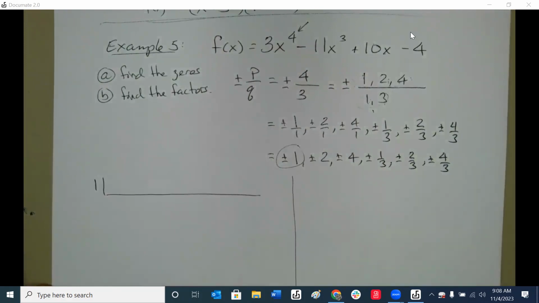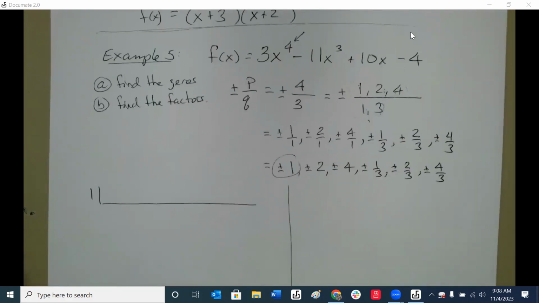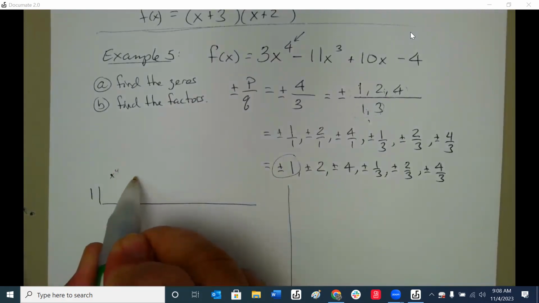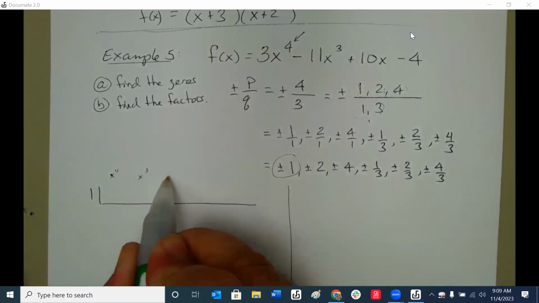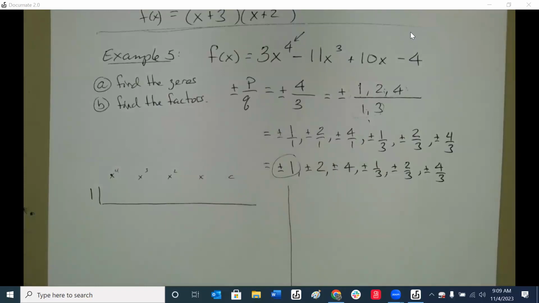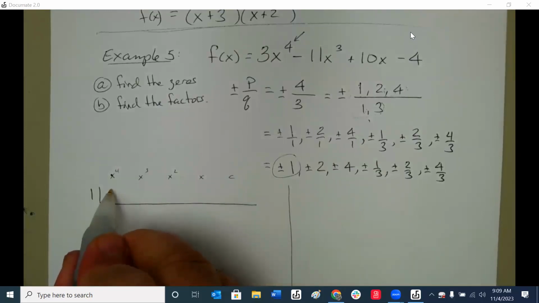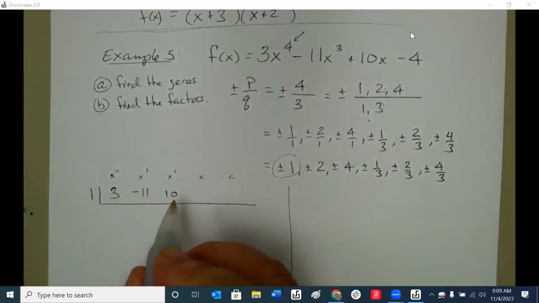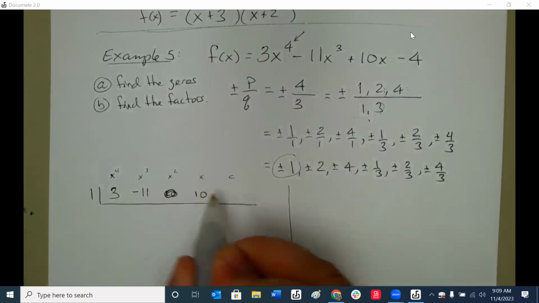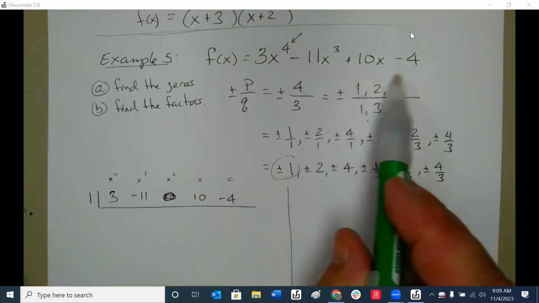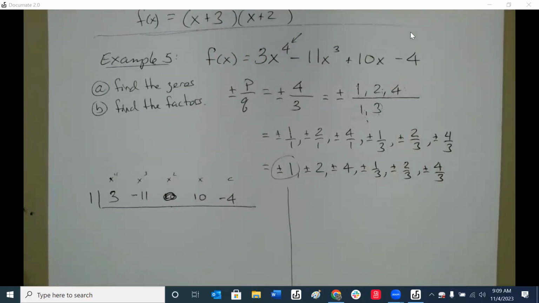Let me try to do this in synthetic division. So our polynomial starts off with x to the 4th, x cubed, x squared, x, and a constant. So only the coefficients: 3, -11, and there's no x squared, so it's 0, 10, -4. Notice there's no x squared in the equation, so we put a 0 there.